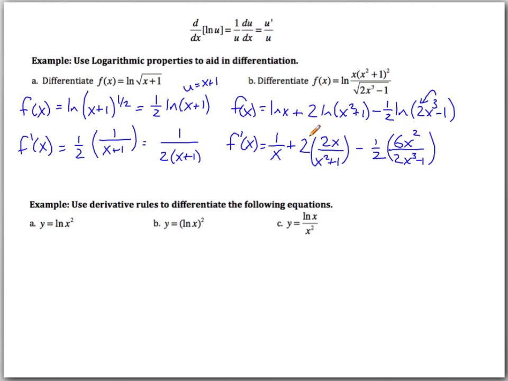Now from here, we could multiply these in, and so we're left with 1 over x plus 4x over x squared plus 1 minus, let's see, the 6 and the 2 will cancel. So we have 3x squared over 2x cubed minus 1. And here's your derivative.